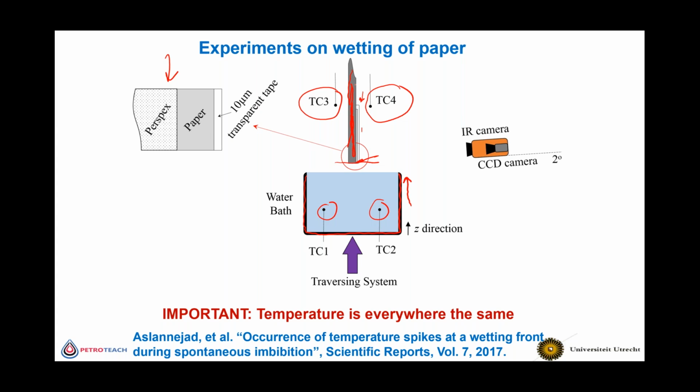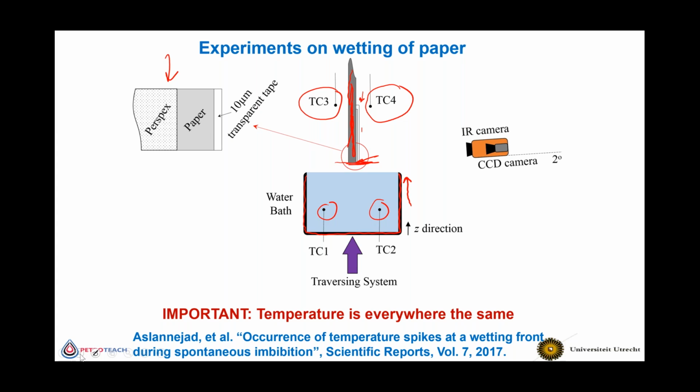In order to move water inside the pores of a porous medium, you have to overcome viscous forces. You have to have a pressure gradient. Here, there is no pressure gradient. We bring water in contact with the bottom of this paper. Nobody is pushing water up. Temperature everywhere is the same. So why is the water going up?